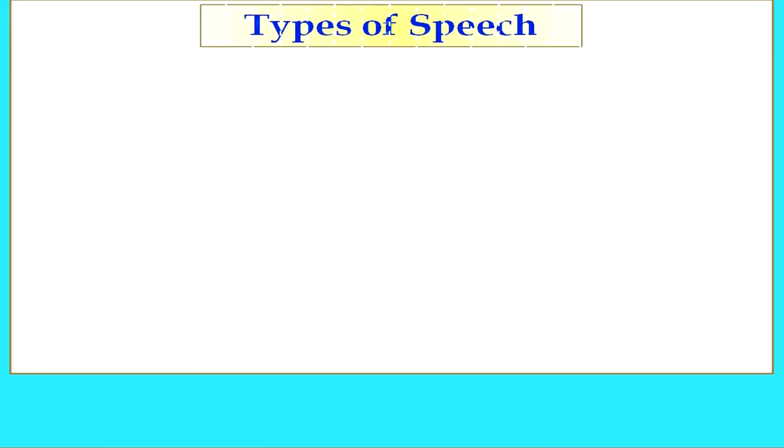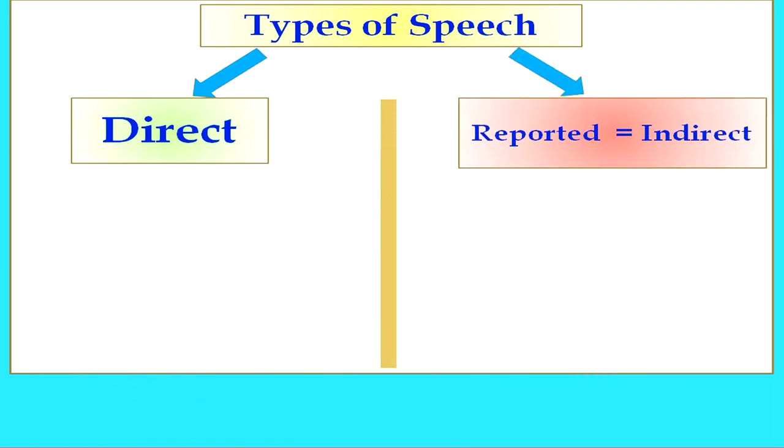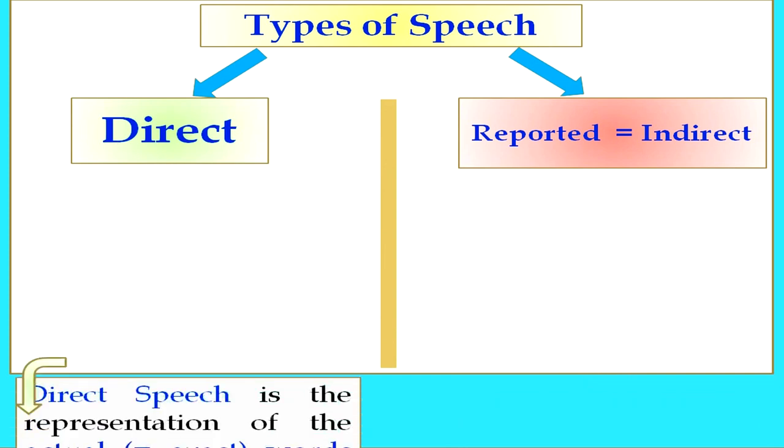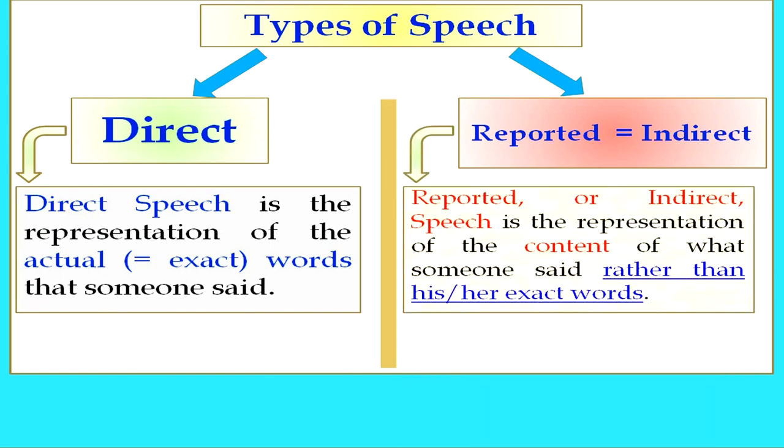We're going to start first by the types of speech that we have in English. There are 2. We have direct and indirect or reported speech. Now, let's define each of these types. Direct speech is the representation of the actual or exact words that someone said, whereas reported or indirect speech is the representation of the content of what someone said rather than his or her exact words.